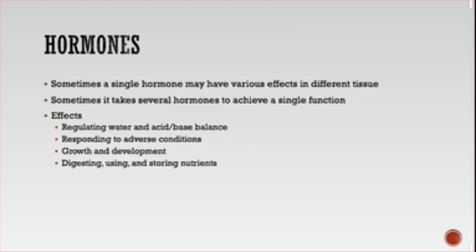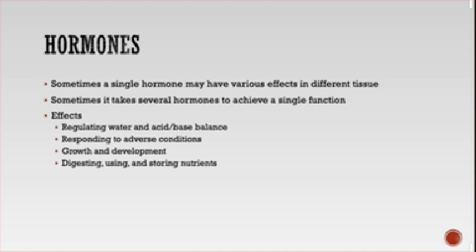Now we're going to talk a little bit about hormones. Sometimes a single hormone may have various effects in different tissues, and your text gives a really good example of this. Estradiol, which is an estrogen, has different effects on different tissues. For example, it promotes maturation in the ovarian follicles, but it also maintains skeletal integrity in the bones, two very different actions from the same hormone. But sometimes it takes several hormones to achieve just one single function. A function such as lipolysis, or releasing the free fatty acids from adipose tissue, actually takes several hormones to achieve.